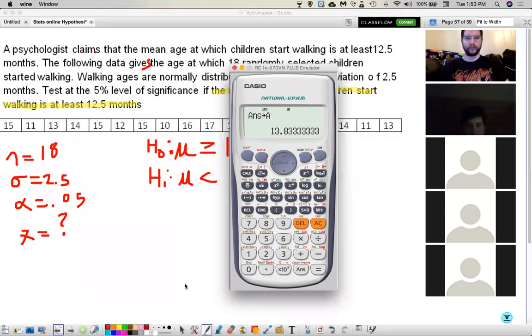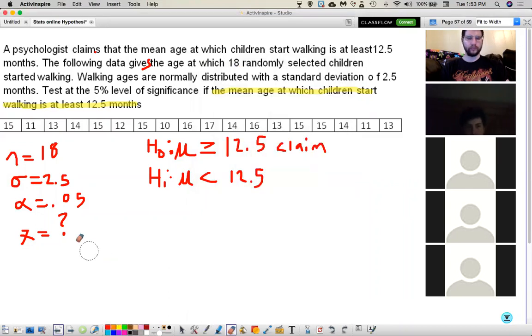I'm going to write it down here, 13.83. And really, I should round this to the tenth place. We go one decimal place past what the data has. So 13.8. Okay. So now we can calculate the test statistic.